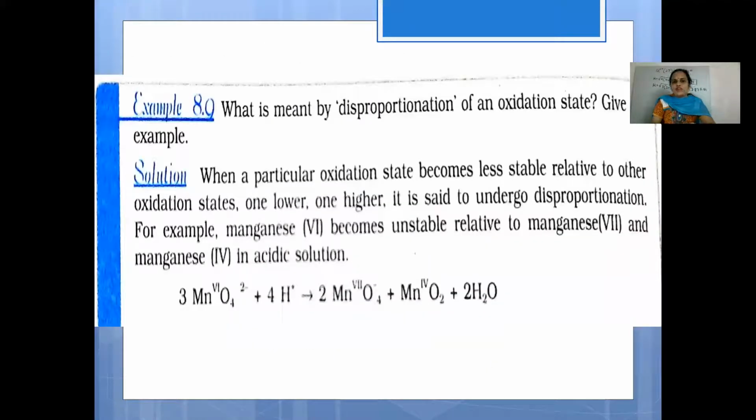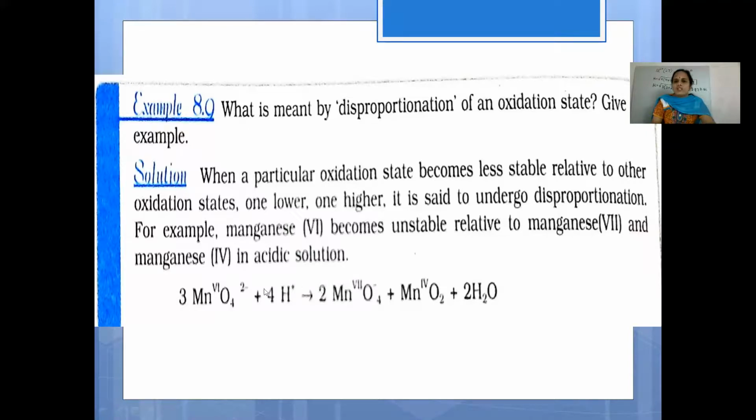Look at the question: what is meant by disproportionation of an oxidation state? Give an example. As I said, disproportionation reactions are those reactions in which one of the elements present in a particular oxidation state gets oxidized as well as reduced. That is, it undergoes self-oxidation and self-reduction. When a particular oxidation state becomes less stable relative to other oxidation states, one lower and the other higher, it is said to undergo a disproportionation reaction.